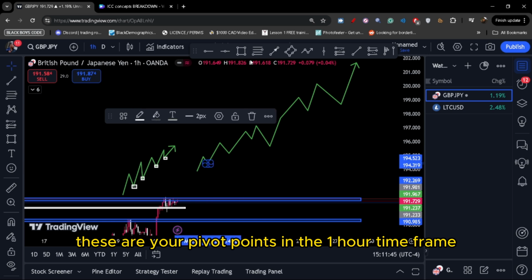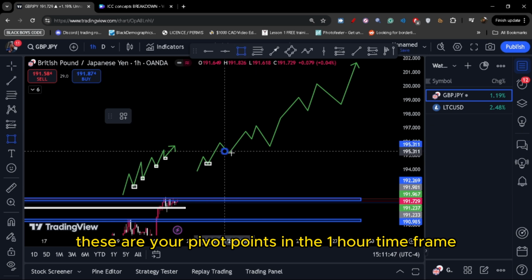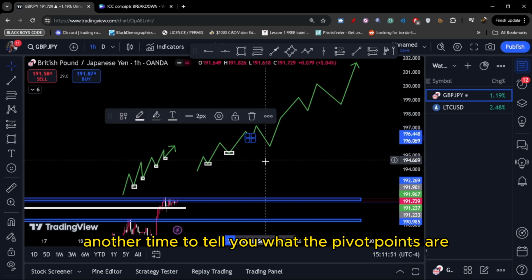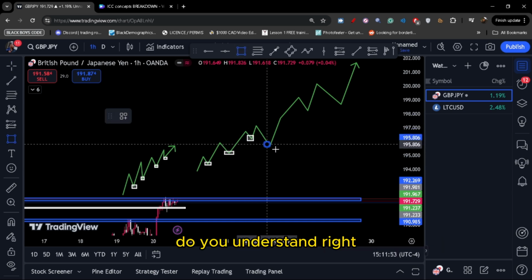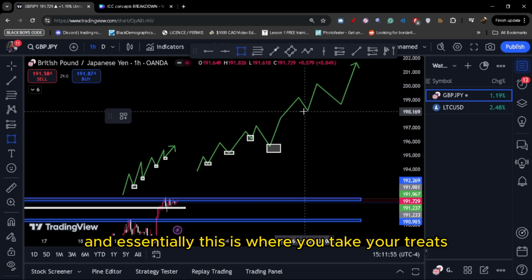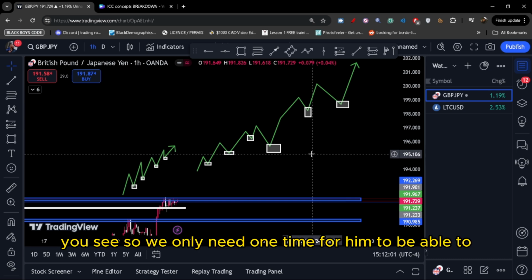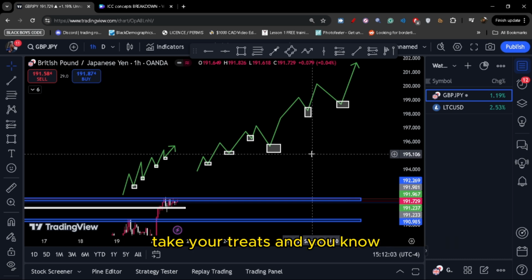These are your pivot points in the 1 hour time frame, right? You don't need another time frame to tell you what the pivot points are. Do you understand? So these are the pivot points, and essentially this is where you take your trades. Do you see? So we only need one time frame to take your trades and know what the current trend is, right?